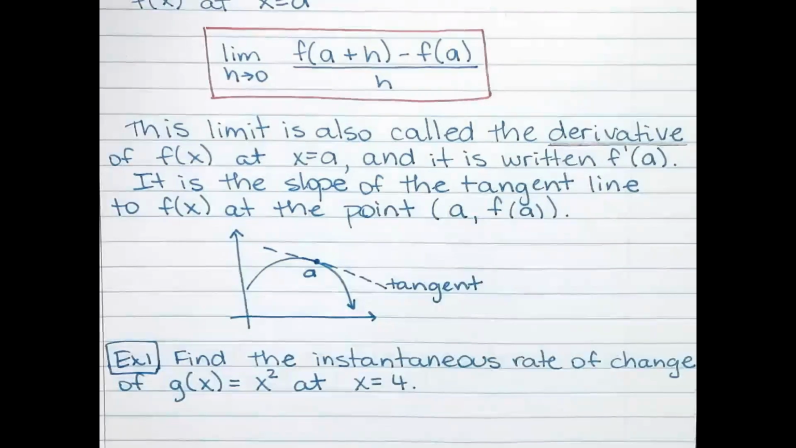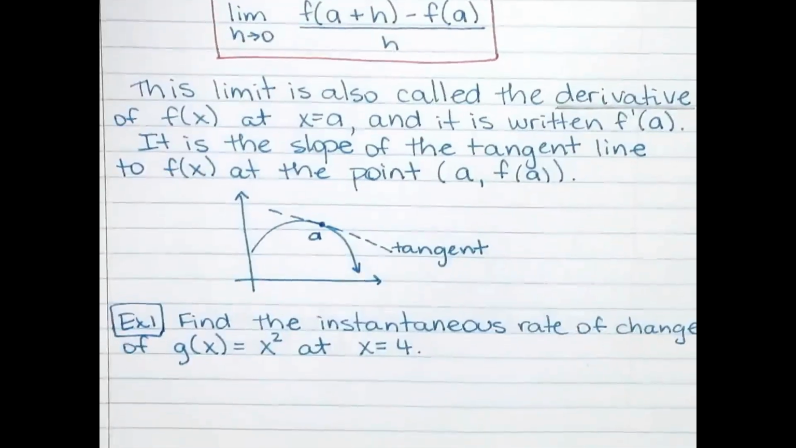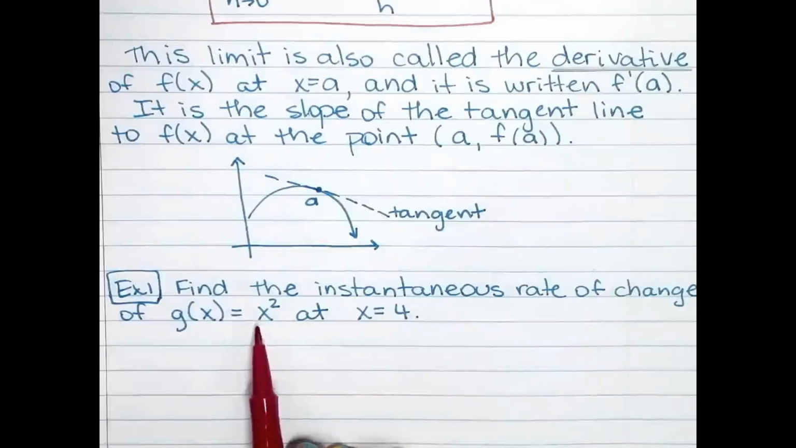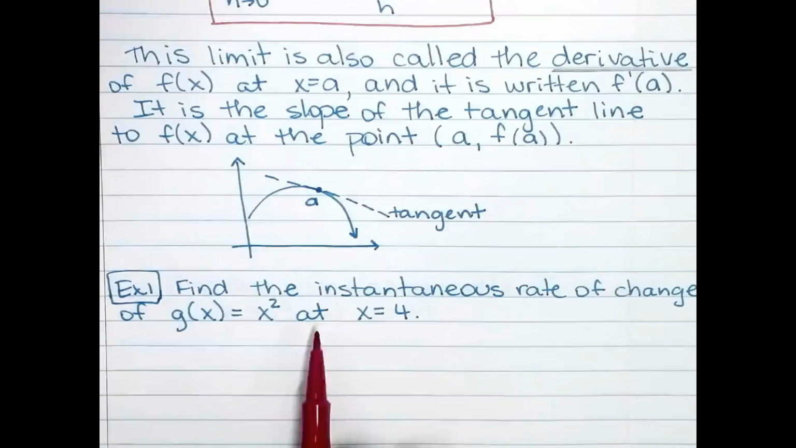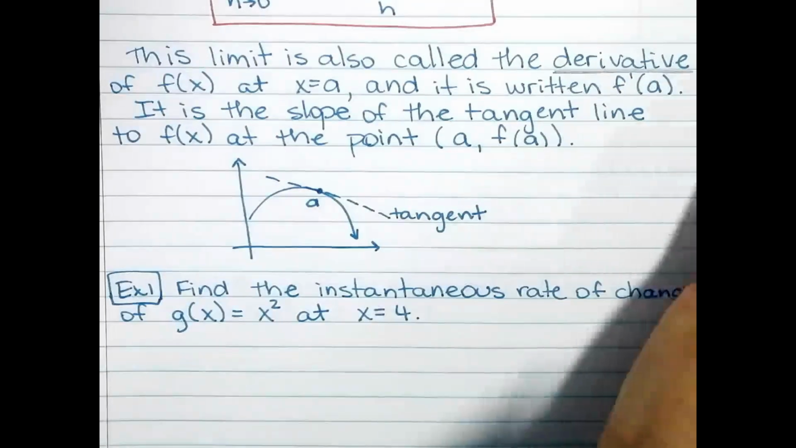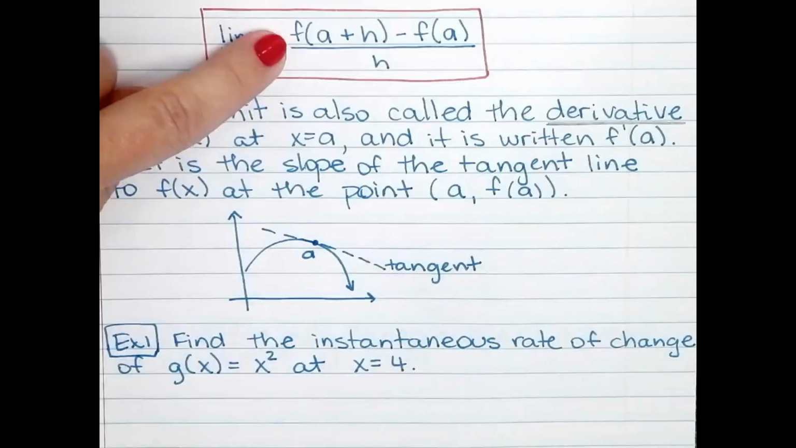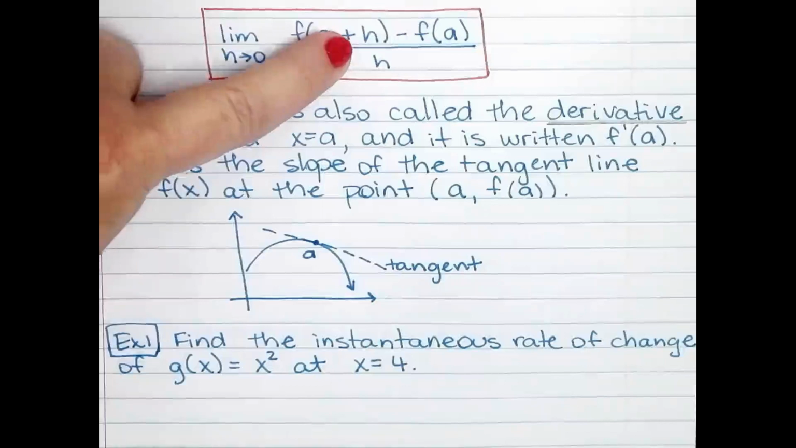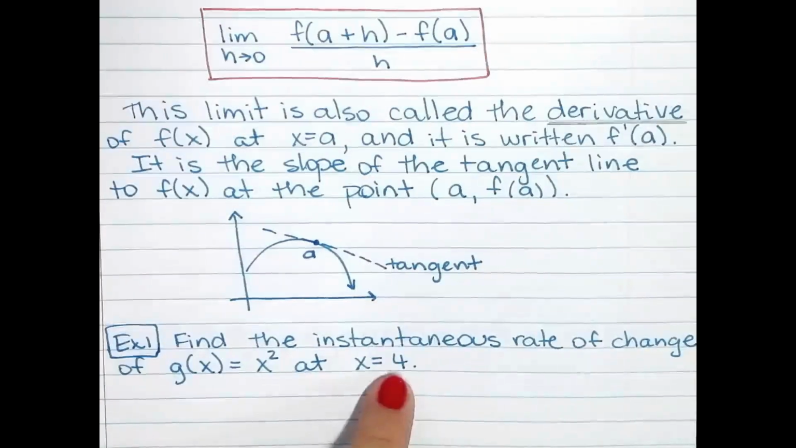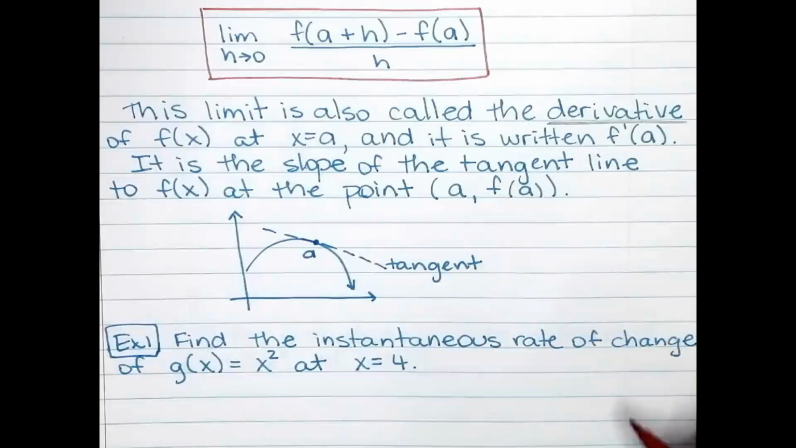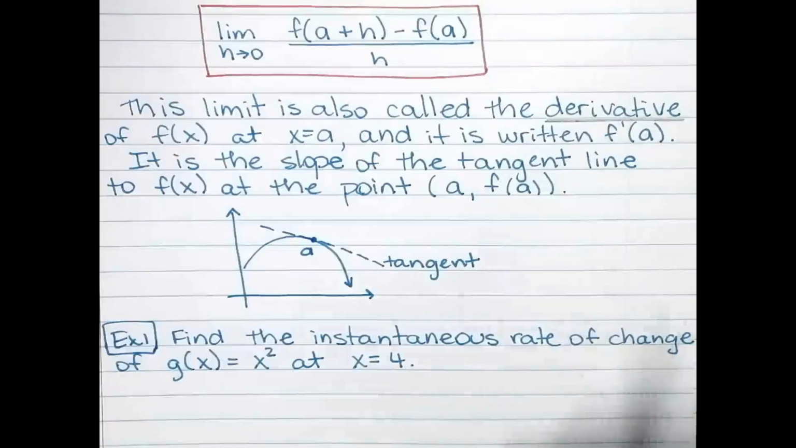Okay, so find the instantaneous rate of change of g of x equals x squared at x equals 4. From the formula right here on top, we're going to need a plus h. So a is 4, so we're going to have to calculate 4 plus h. I'm going to calculate everything off to the side, and then we're going to bring it back together.